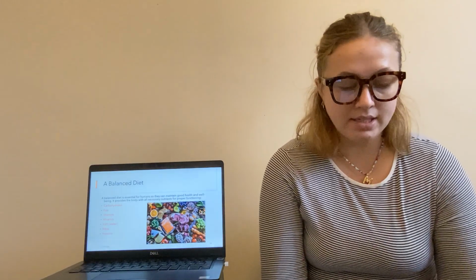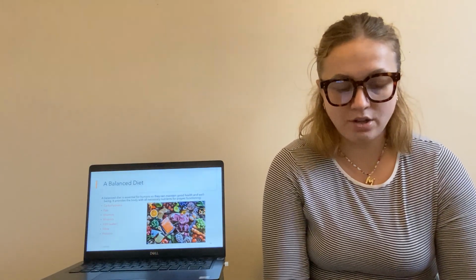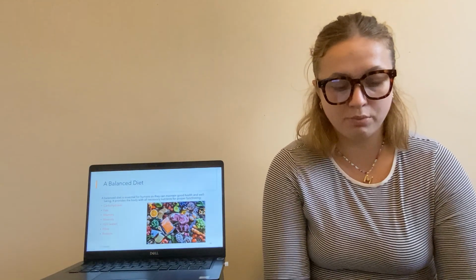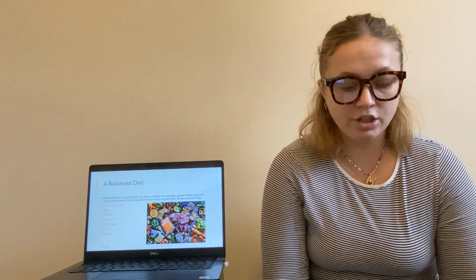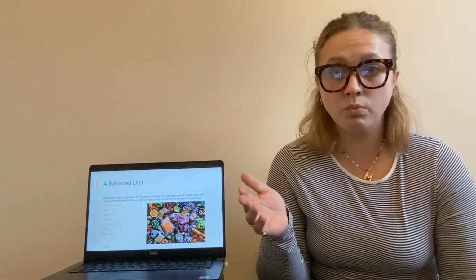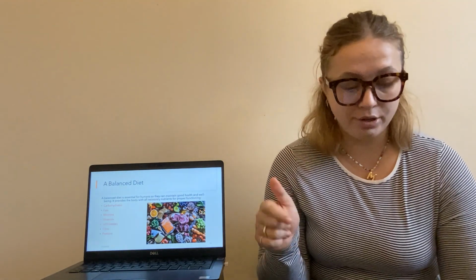A balanced diet is essential for humans so they can maintain good health and well-being. It provides the body with all the necessary nutrients for proper functioning. This includes carbohydrates, fats, vitamins, minerals, water, fibre, and proteins.